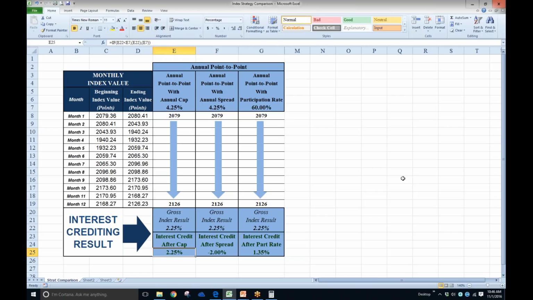But if I went into that scenario with that 4.25% spread, I come up with a negative number, so that means the client gets 0. They can never go backwards. So if it's a negative, the client would have gotten 0. What's my point? A spread can completely wipe out any gain if it's too high. In other words, the index actually did 2.25, but if I have a spread higher than 2.25, my client's not going to get any interest crediting at all.